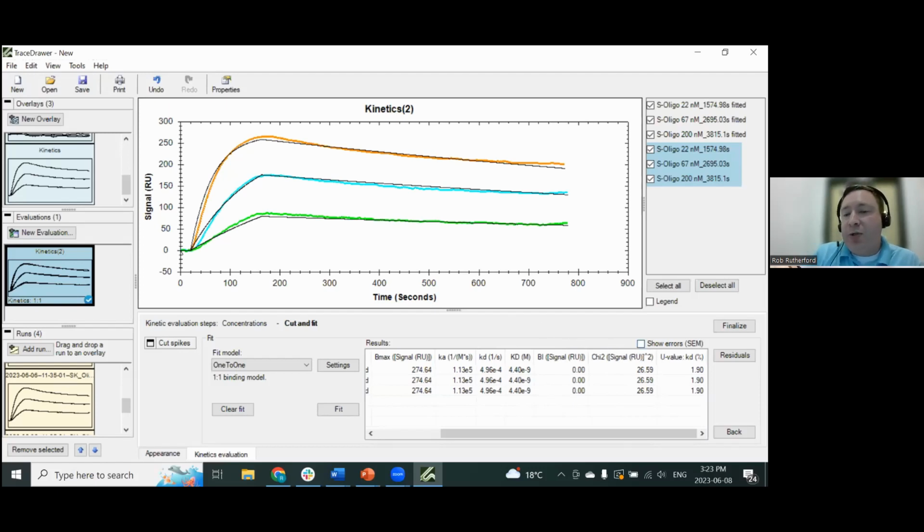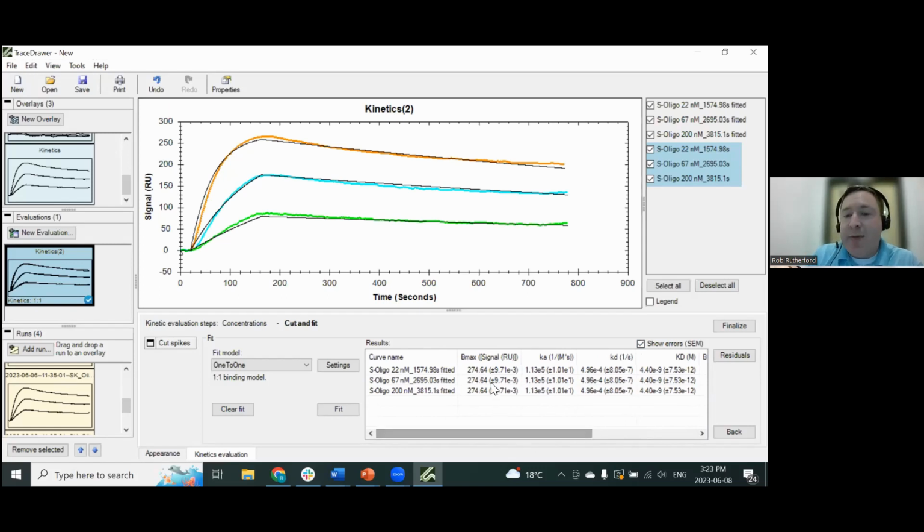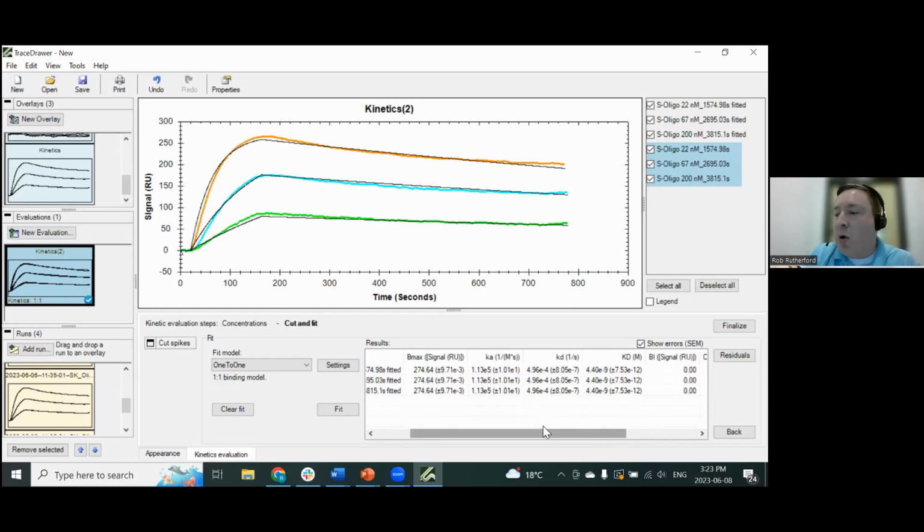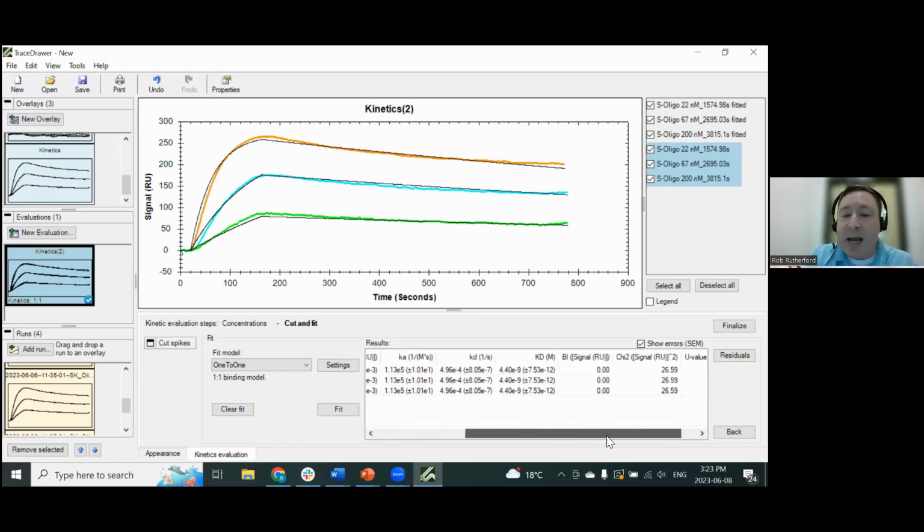One other thing I like to do is click on Show Errors here, and it will introduce all of the errors for all of the parameters that you calculated. What we like to see is an error that is at least one order of magnitude less than the actual value you're working with. So for instance, here we've got e to the fifth, and the error is e to the 1. So these are what we would consider nice. There's -4 versus -7, or -9 versus -12.